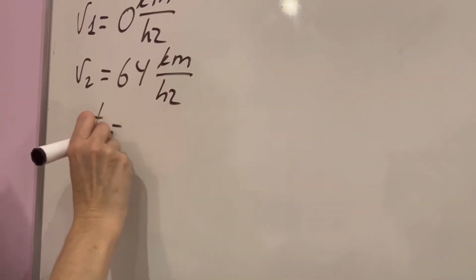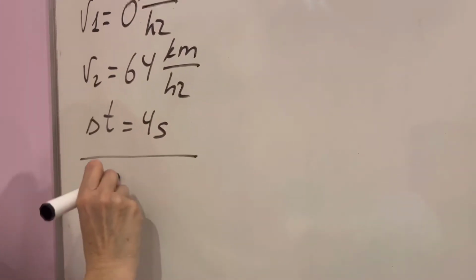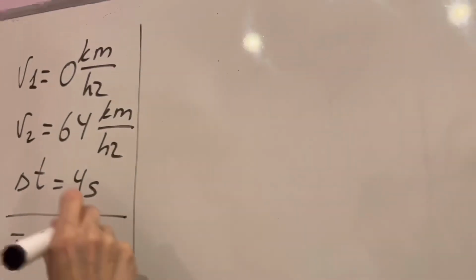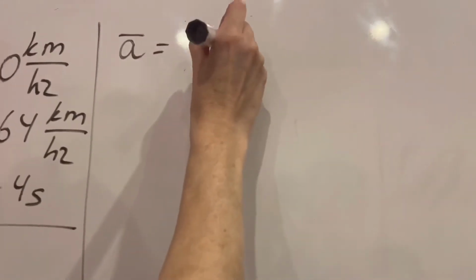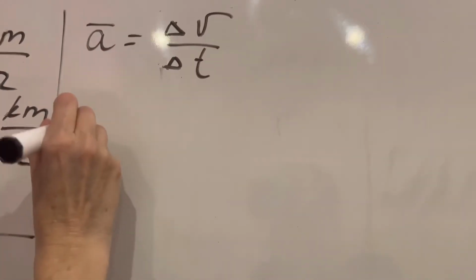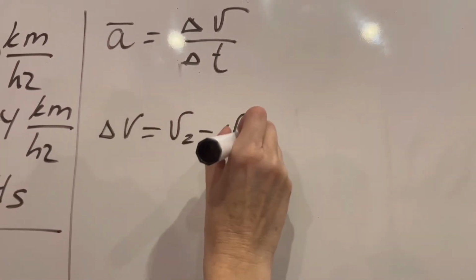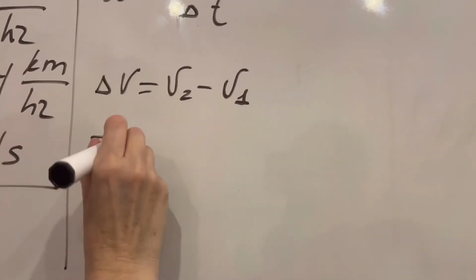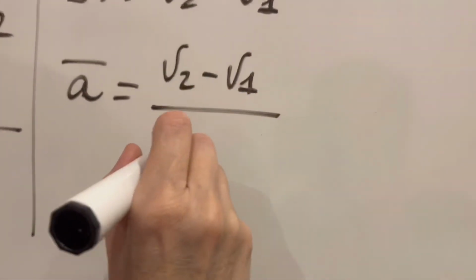V2 is equal to 64 kilometers per hour. It takes the car 4 seconds to accelerate. Delta t is equal to 4 seconds. We need to find acceleration. We know acceleration a is change in velocity divided by the time it took to make that change. a is equal to delta V divided by delta t.